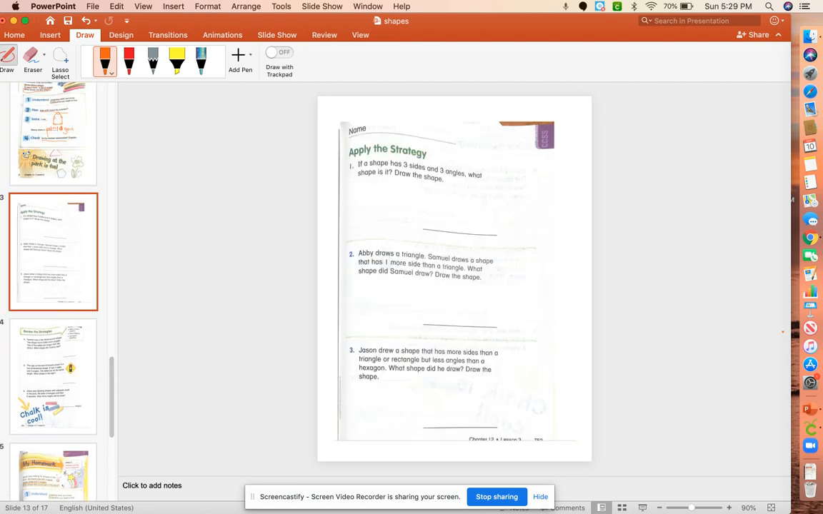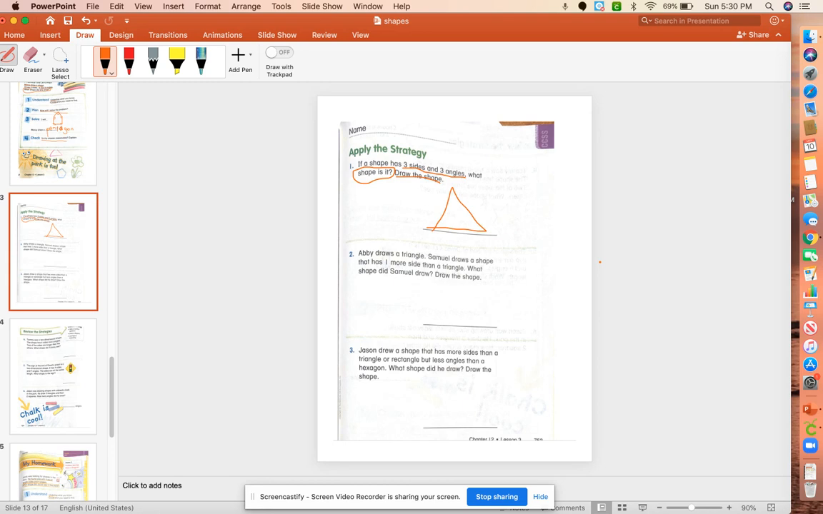If a shape has 3 sides and 3 angles, what shape is it? So it says 3 sides and 3 angles. Draw the shape. That's what they want us to do. 3 sides. 1, 2, 3. Ooh, not the best drawing there. Sorry, boys and girls. It is a triangle. The question is, what shape is it? And to draw the shape.